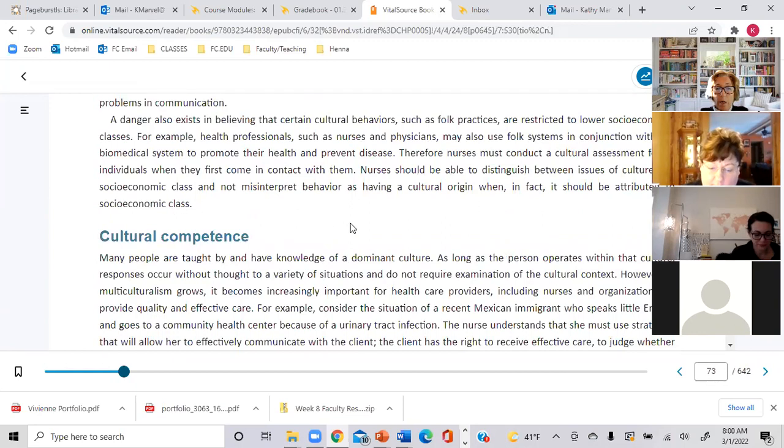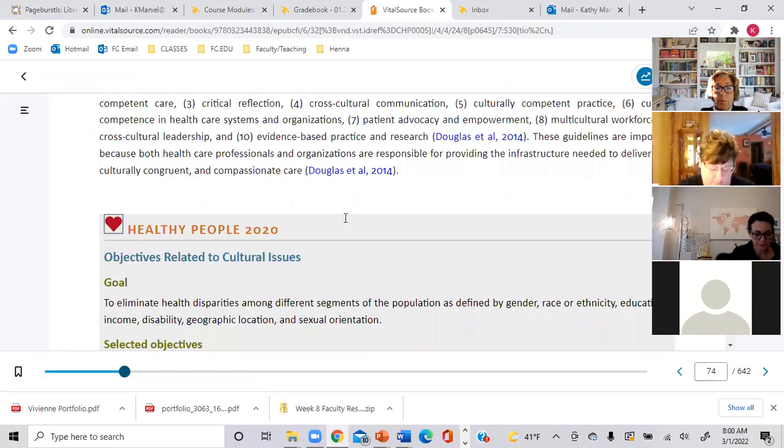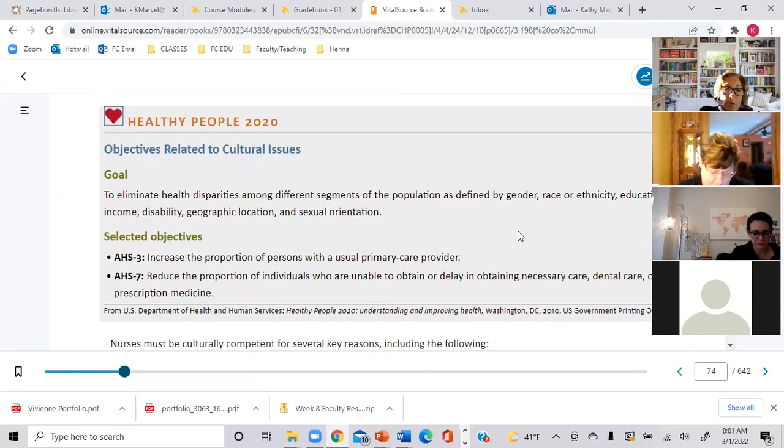And here's cultural competence. How do we become culturally competent? Well, here's our Healthy People 2020 goals and objectives related to cultural issues. Please know this box.